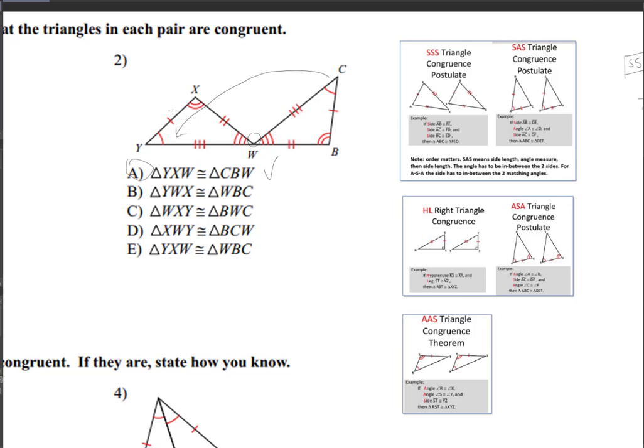I always like to check my other answers though. YWX should correspond with CWB, but it's actually WBC, so that's not right. Triangle WXY should correspond with WBC, but it's not the case. Triangle XWY should correspond with triangle BWC, and it's BCW. These two need to be switched around. So that's out. And finally, triangle YXW corresponds with WBC. That's also not right, because it should start with C. So that one's out too. So the answer is A.